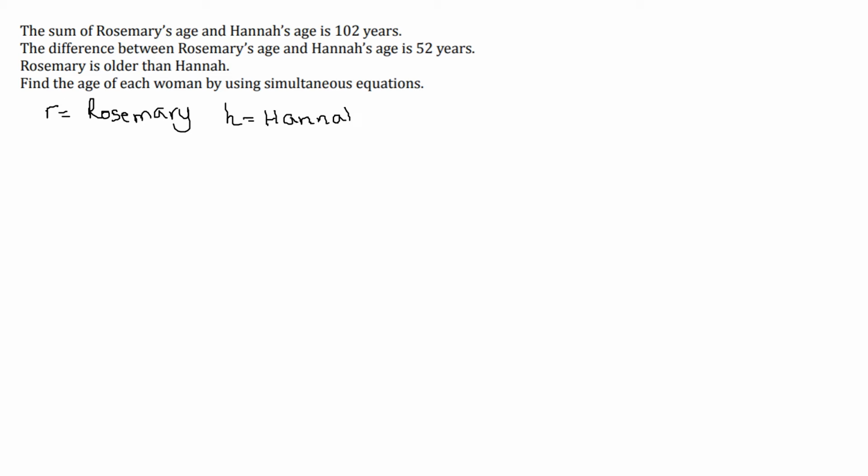So the sum of their ages is 102 years. So R plus H equals 102. And the difference between Rosemary's age and Hannah's age is 52 years. We know that Rosemary is older than Hannah, so we are going to do Rosemary's age take away Hannah's age, because if we do it the other way round, we're going to get a negative answer. And we can't have a negative number of years. So we're going to have Rosemary take away Hannah is equal to 52.